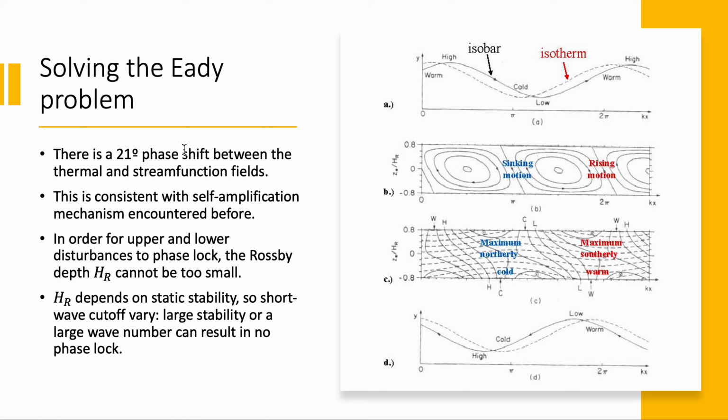And it can be shown that there's about a 21 degree phase shift between the thermal and the stream function. And this phase shift is consistent with the self-amplification mechanisms that we talked about a few classes ago.